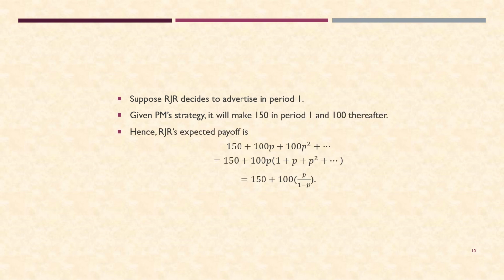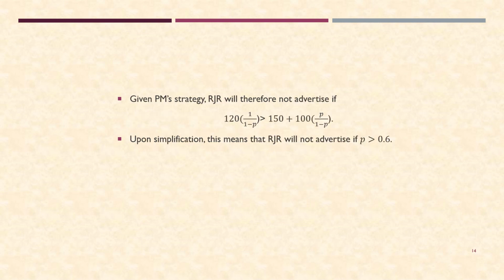Now suppose RGR decides to advertise in period 1. In that case, it will earn 150 in period 1 and 100 from period 2 onwards. Therefore, RGR's expected payoff from advertising is given by the expression on the screen. By comparing RGR's expected payoffs from advertising and not advertising, we conclude that RGR will not advertise if P is greater than 0.6.